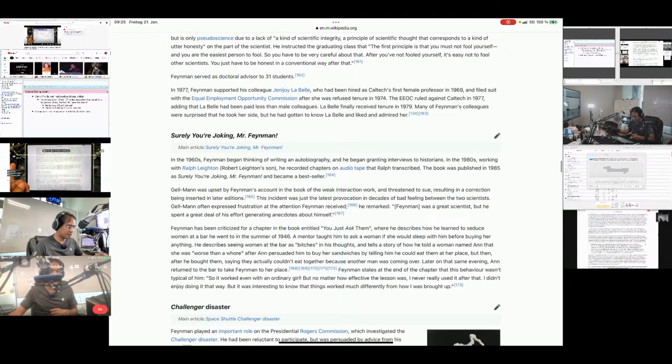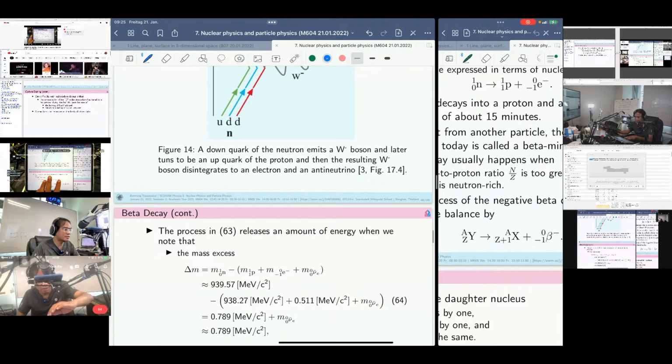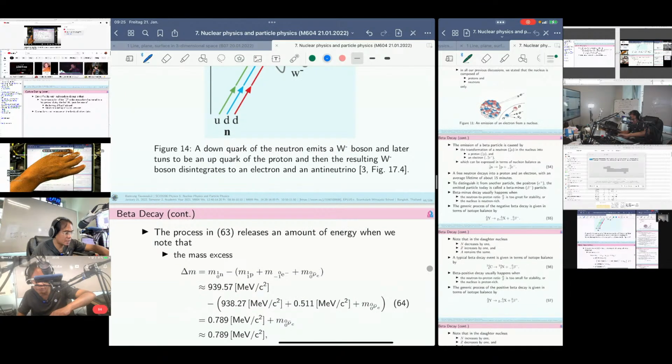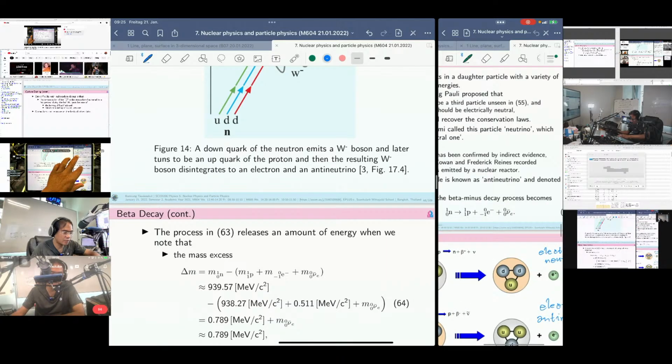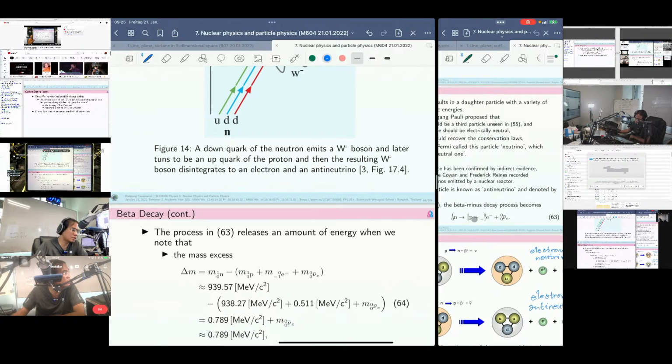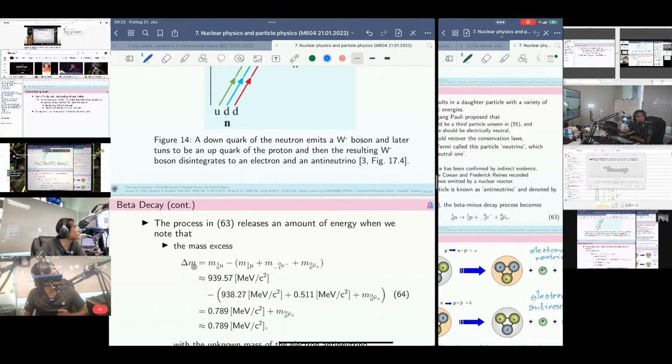The process in 63, if you take a close look, is the complete version already with the electron antineutrino. Take a closer look again at the mass difference, delta M. The mass difference is denoted by delta M. The delta M could be found from the difference.